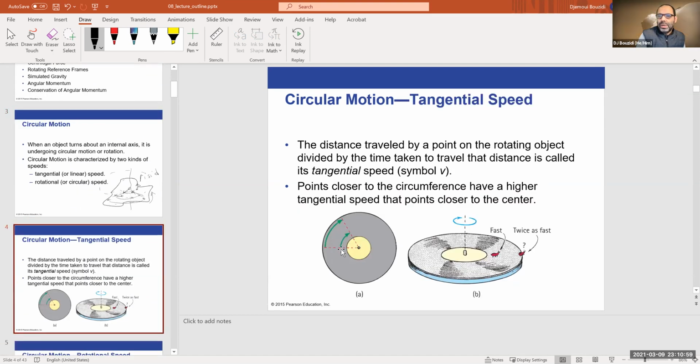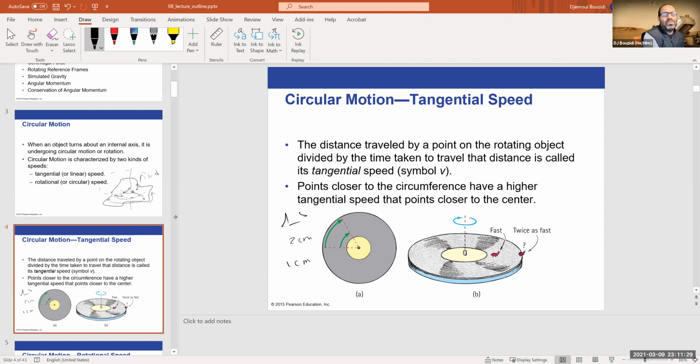Again, this is what I was talking about. The arc distance in here is a lot less than the arc distance in here. You can clearly see, as long as the angle is the same, this distance is less than that one. That means in the same amount of time, let's say, for example, 1 second, if this one travels, let's say, 1 centimeter, the other one could travel potentially 2 centimeters.